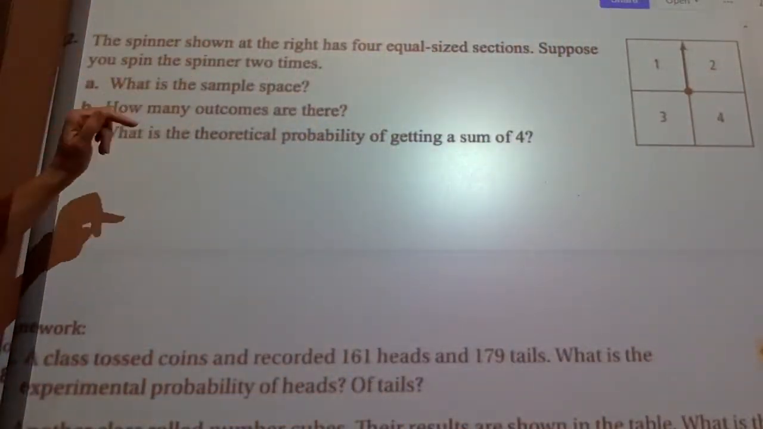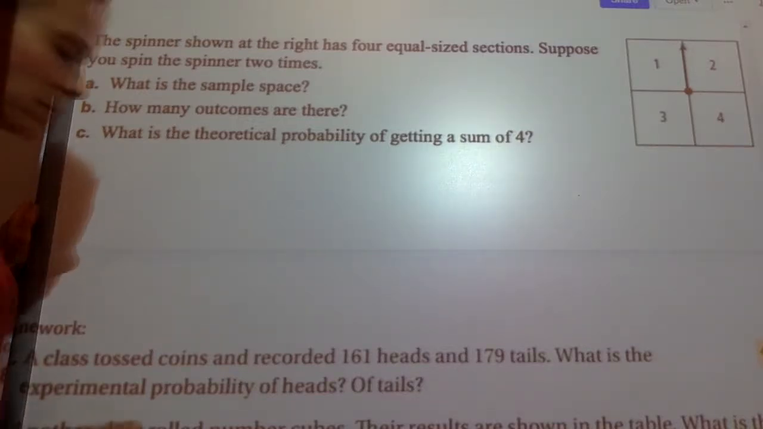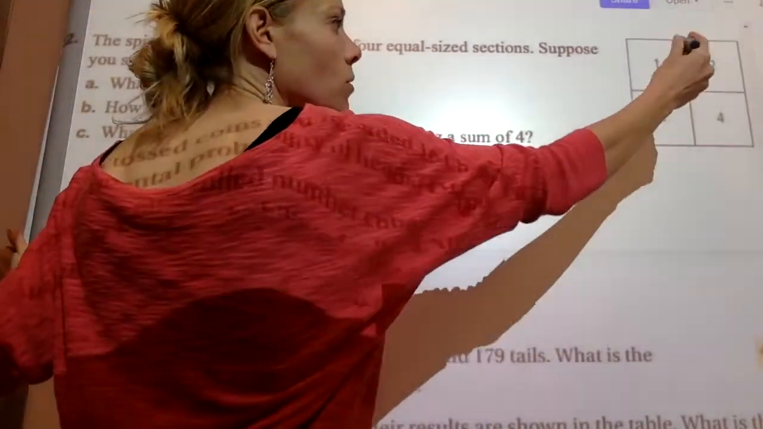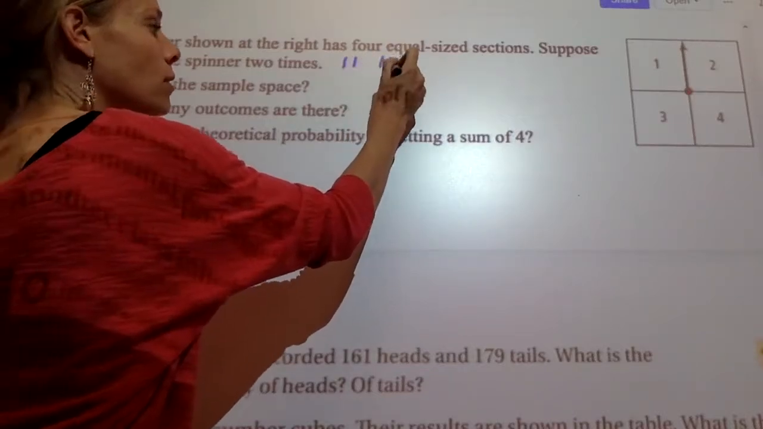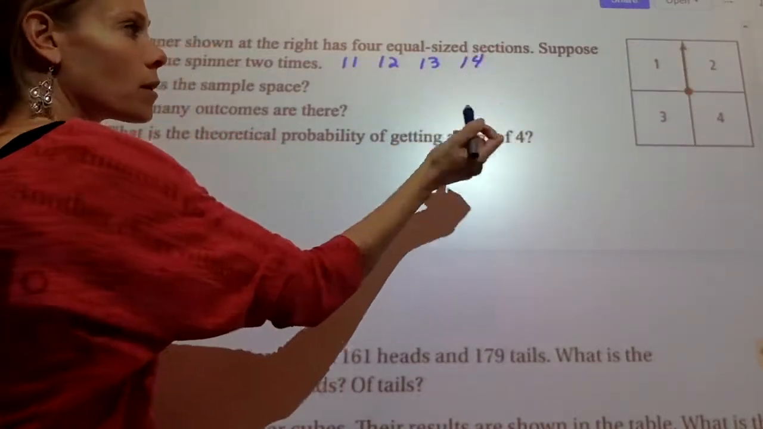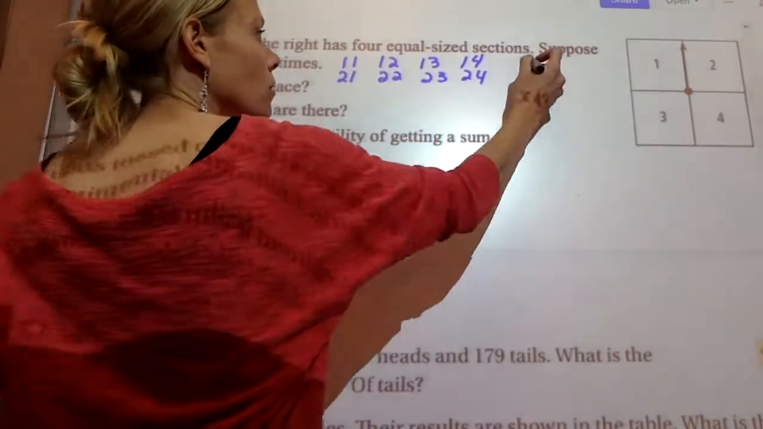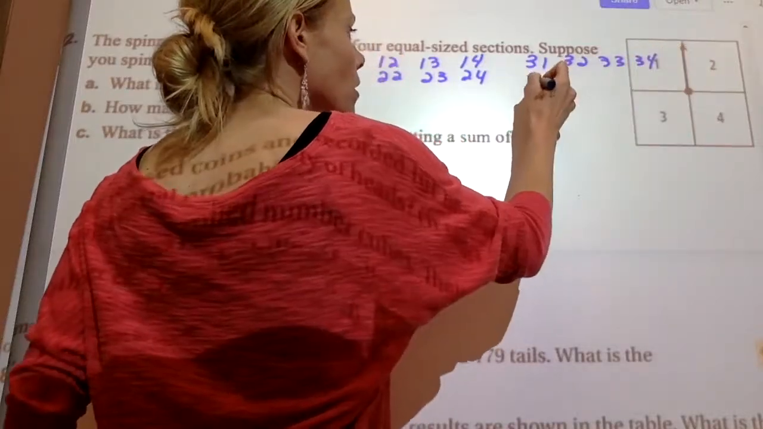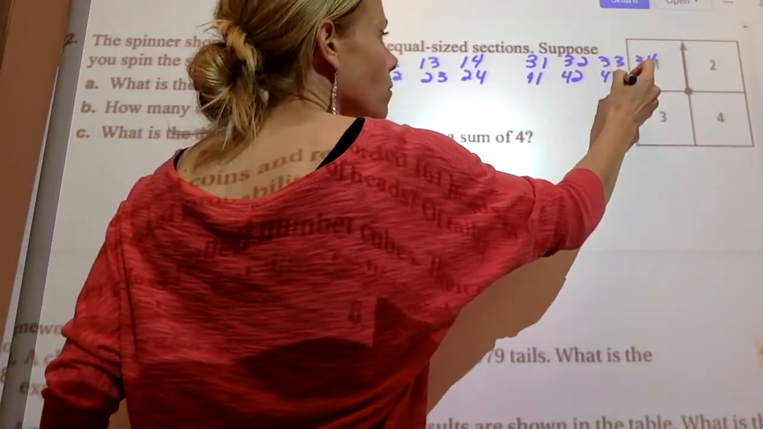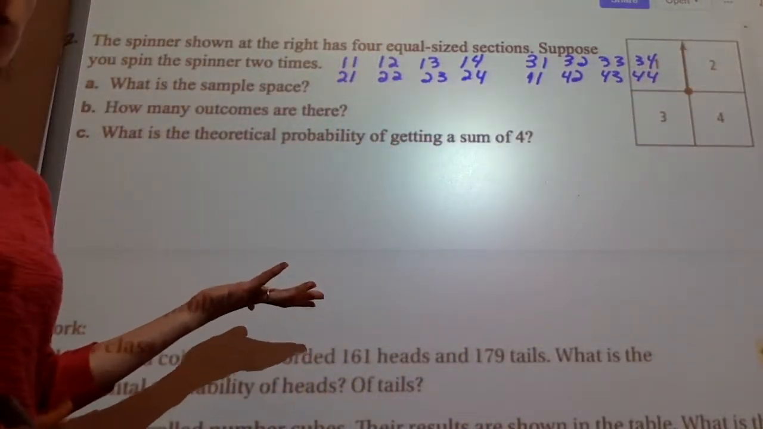A spinner shown at the right has 4 equal-sized sections. Suppose you spin the spinner 2 times. What is the sample space? So if I was going to spin the spinner 2 times, what's everything that can happen? I can get 1, 1, 1, 2, 1, 3, 1, 4. Then I can go 2, 1, 2, 2, 2, 3, 2, 4. 3, 1, 3, 2, 3, 3, 3, 4. 4, 1, 4, 2, 4, 3, 4, 4. That's my sample space. That's everything that can happen if I spun the spinner twice.